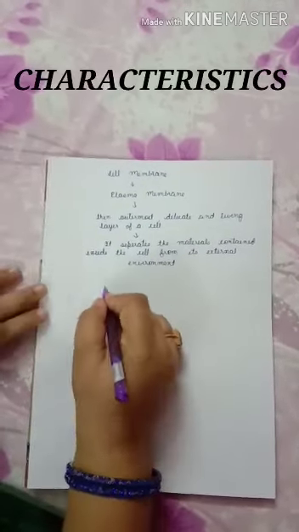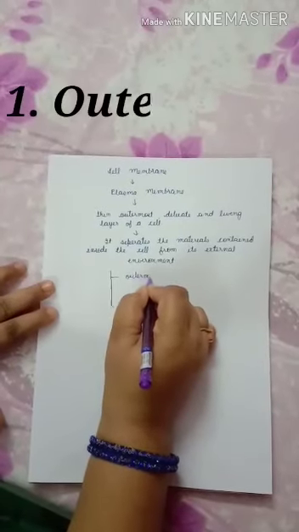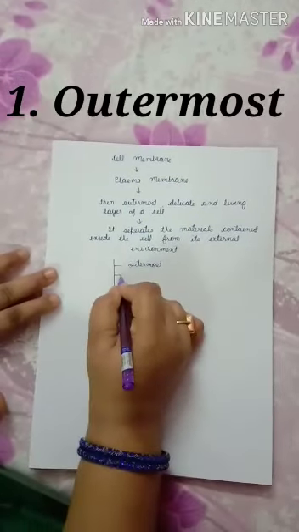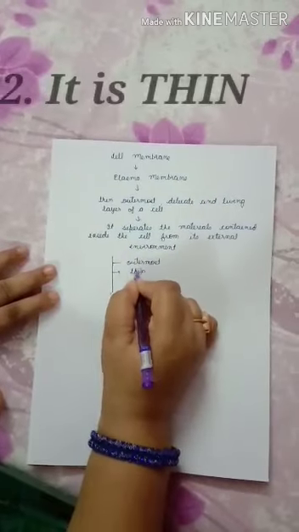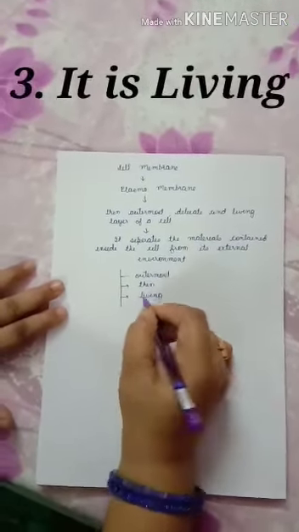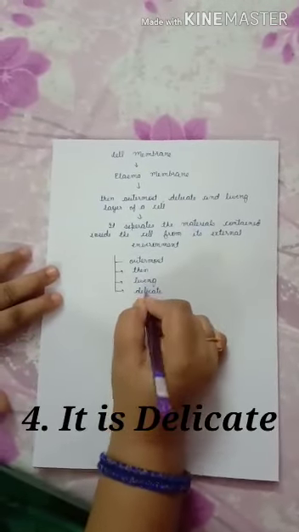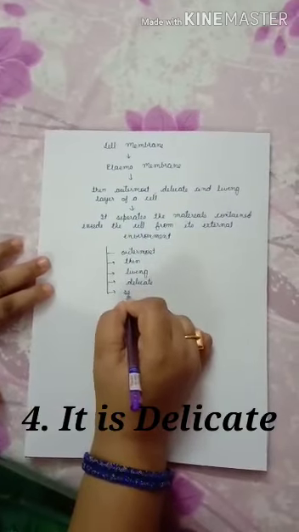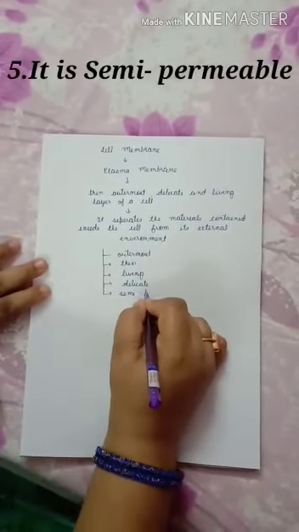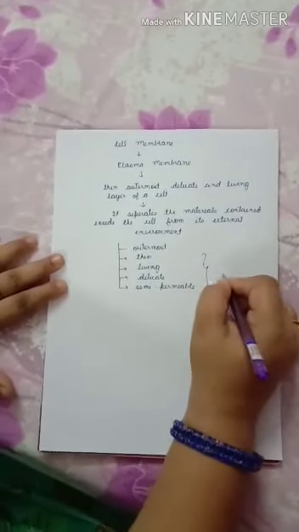And what are its characteristics? First, I have told you it is outermost. Okay. Second, it is thin. Third, it is living. Fourth, it is delicate. And one more important point, it is semi-permeable. Semi-permeable layer. Okay.